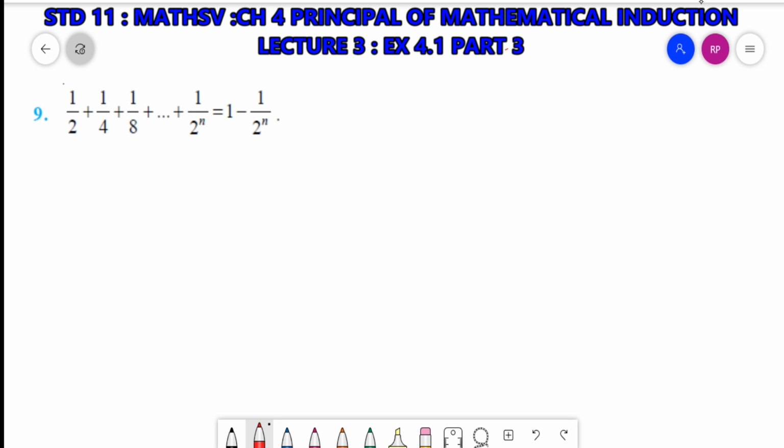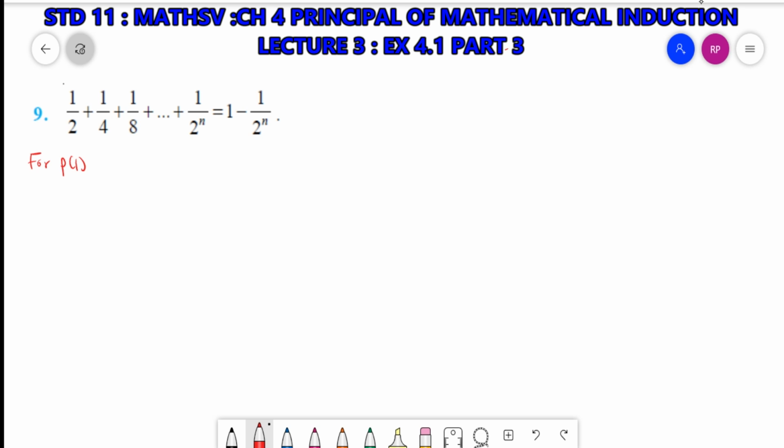Question number 9. You have to prove 1 by 2 plus 1 by 4 plus 1 by 8 up to 1 upon 2 raised to n is equal to 1 minus 1 by 2 raised to n. Okay. So now we will use the same basics, that is first for p of 1.